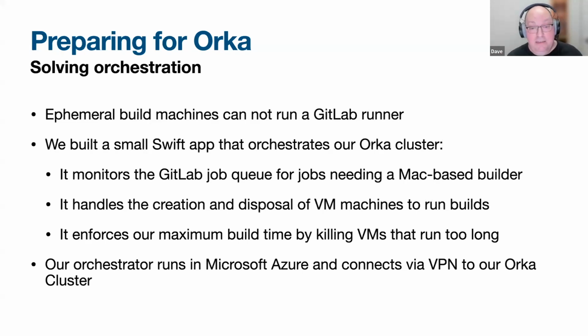So it connects to our cluster via a VPN. It monitors the GitLab queue, and when it finds a job that needs a Mac-based builder, it, via the Orka API, starts up a machine, runs the build, and then kills the machine. It also does some other very useful stuff for us.